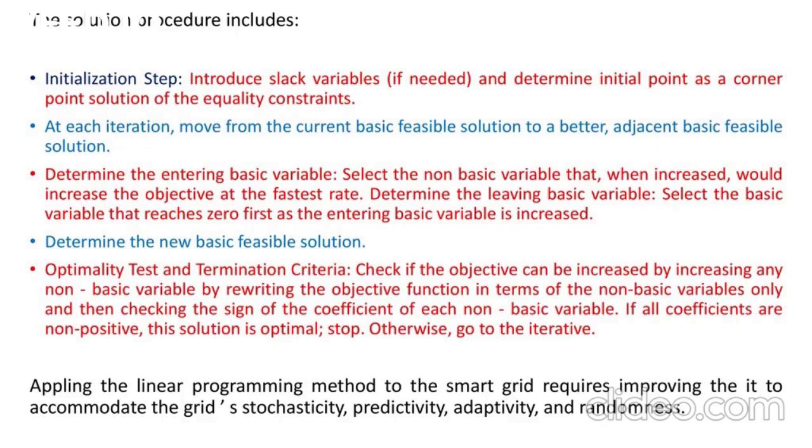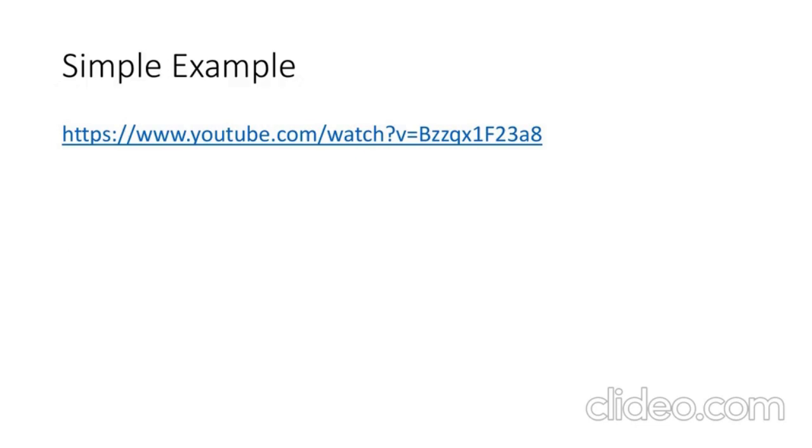The solution procedure includes the following things. First, in the initialization step, we introduce the slack variables. After that, you have to perform each iteration so that the solution becomes better. Determine the entering basic variable. Determine the new basic feasible solution. After that, we conduct the optimality test. Termination criteria: if all coefficients are non-positive, the solution is optimal.